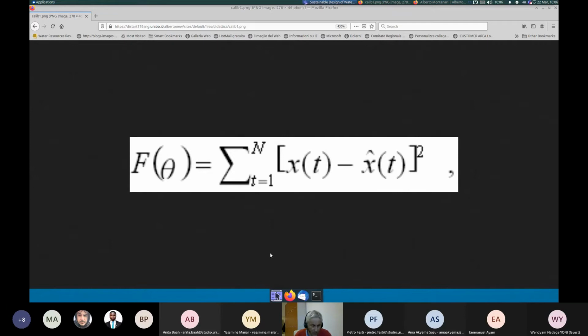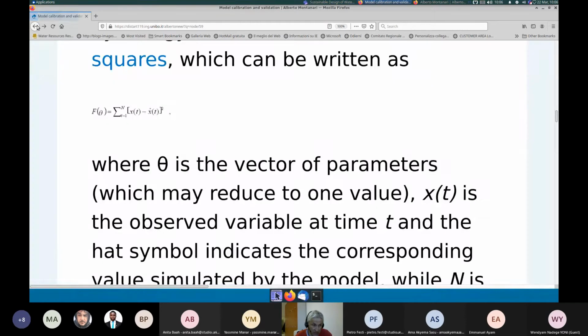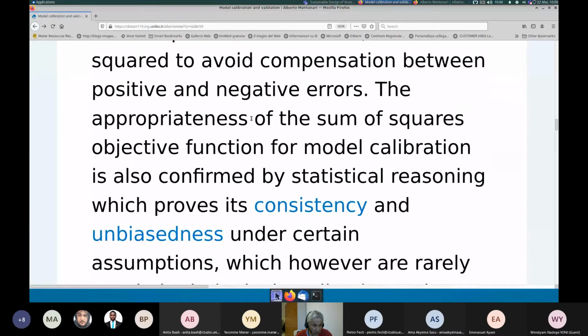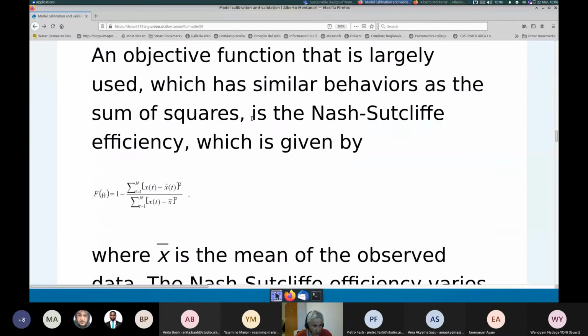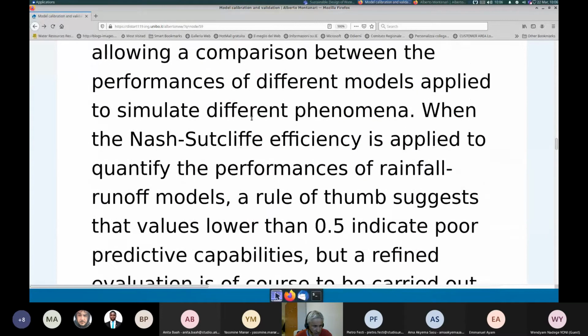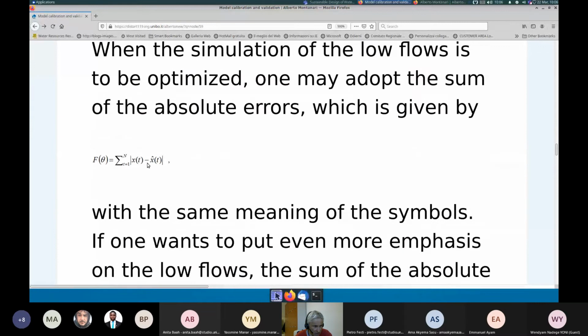Now, you may say, but why do you need to square? Because if you want to avoid the compensation between negative and positive errors, if you want to remove the sign, you could take the absolute value. True. In fact, I believe, let me see, that this solution is the next objective function. Let me see, just one second. It's not the next, but I am quite sure. Here it is.